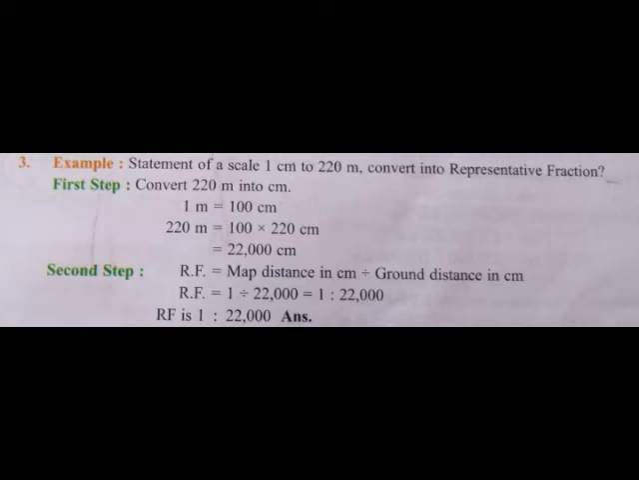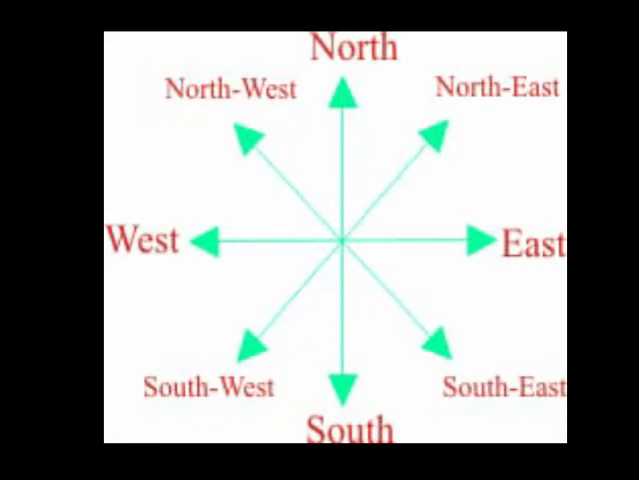So we are converting 220 into centimeters, so it is multiplied by 100, and hence it comes to 22,000 centimeters. Now when we put it into the formula, it changes into 1:22,000. There are 4 major directions: north, south, east and west, which are also called the cardinal points.